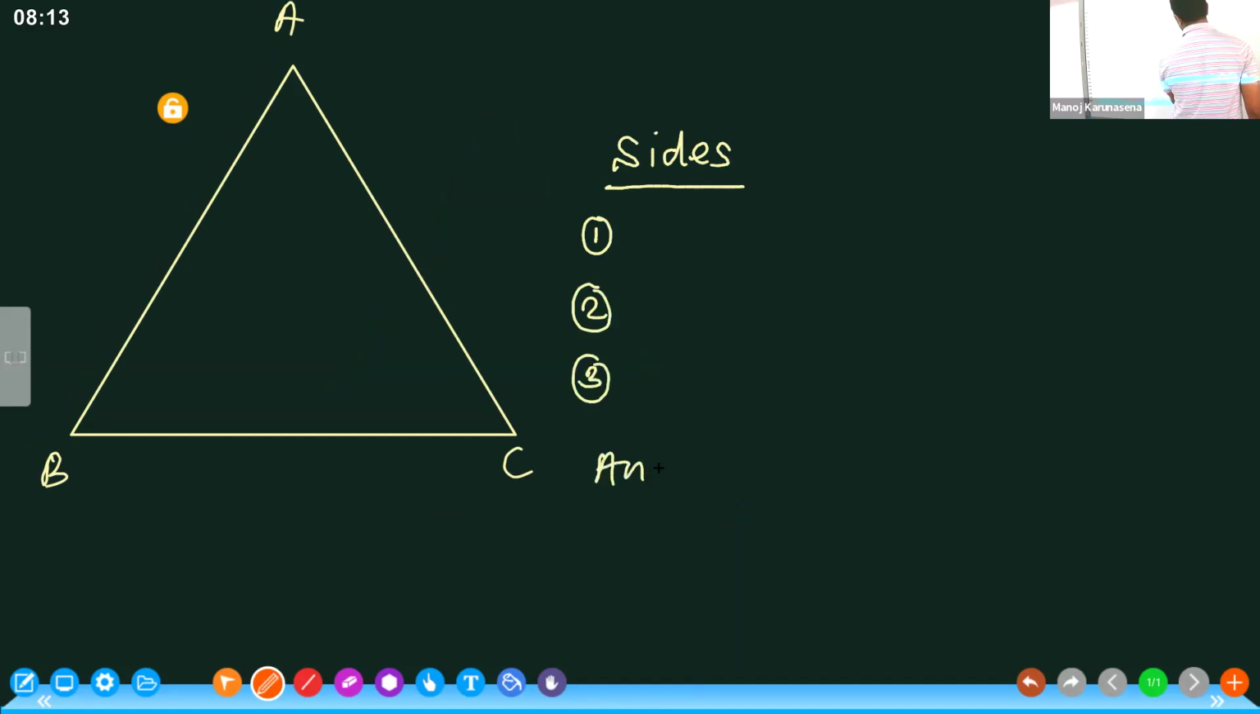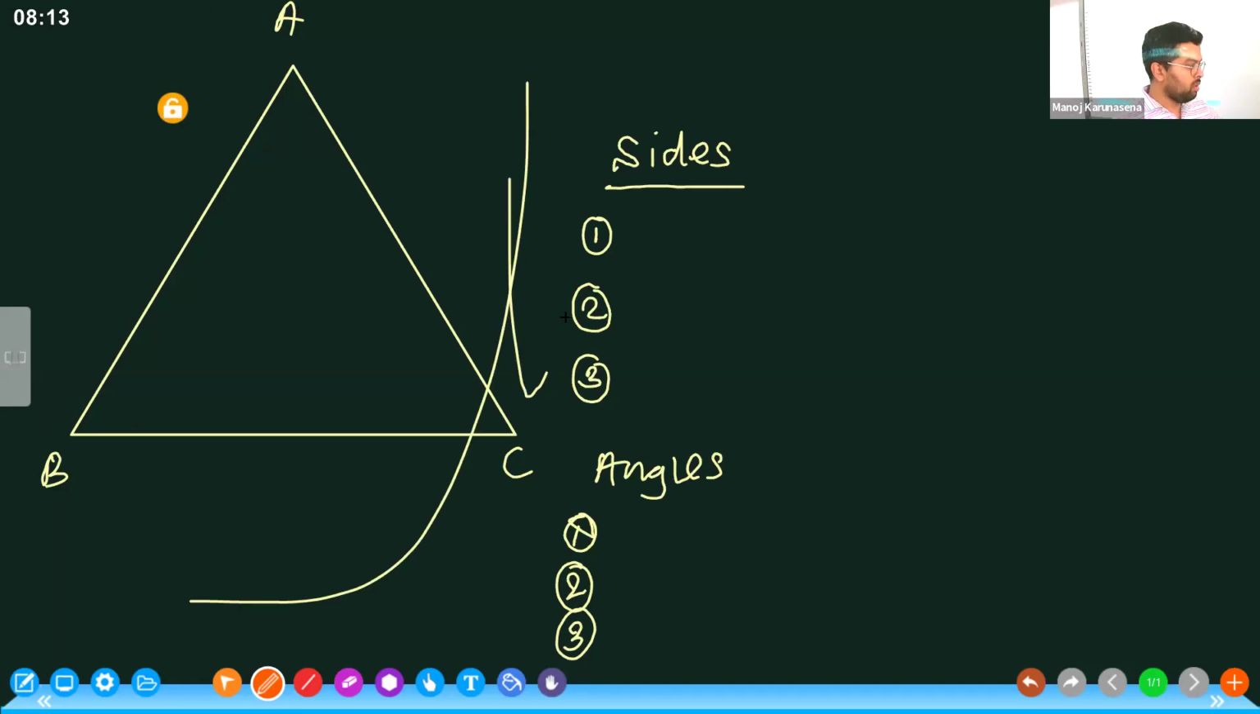What are the angles of this triangle? Name the angles of this triangle as well. Name the sides and also the angles of this triangle.